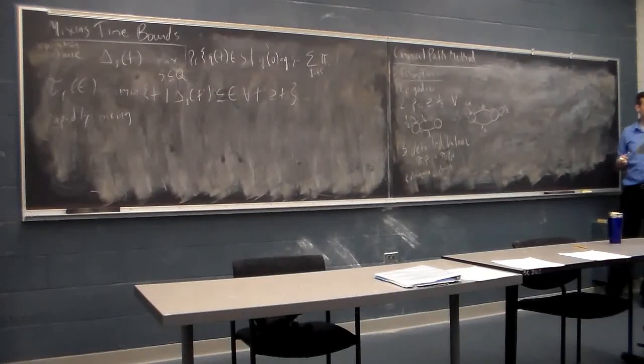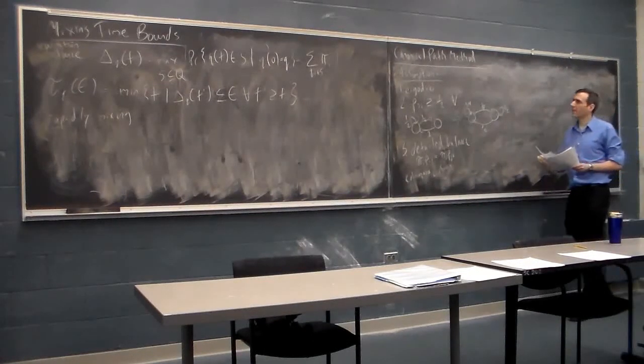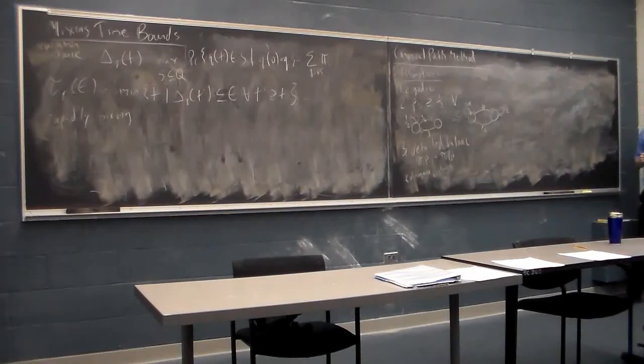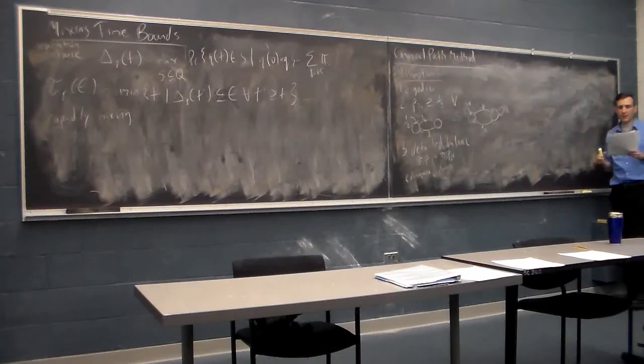And so any questions about any of that? Okay, well, let's say then that these properties are satisfied. Then the canonical path method gives us a way of showing that the mixing time is no more than a certain bound for that model.